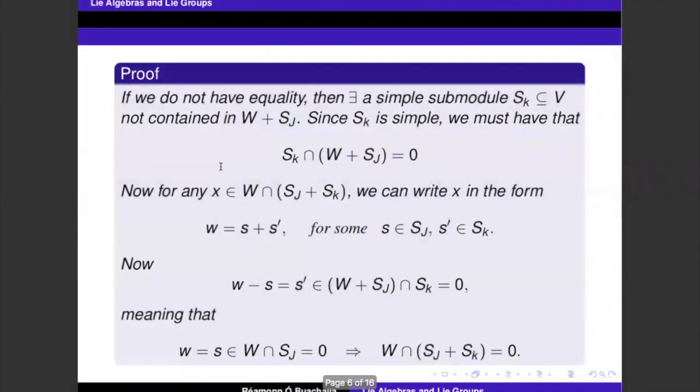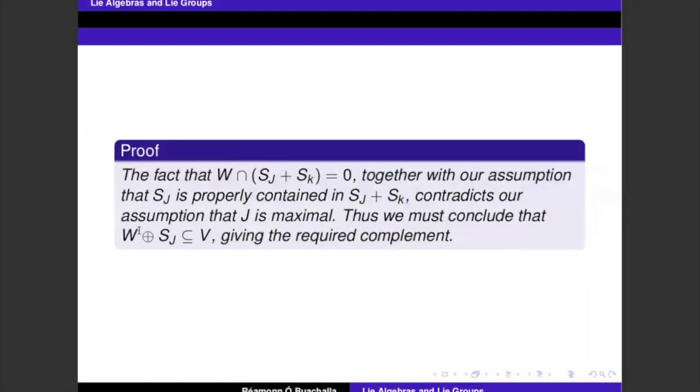Okay. What's the first step? Well, we use simplicity to show that we have the intersection between S sub k, some possible other submodule. We want to show that such things don't exist, but to do that, we're going to assume that they do exist and try to get some sort of contradiction. So take some S sub k that doesn't live inside there, then because it doesn't live inside there, this intersection will be 0, and then go through this argument here to show that this implies this new trivial intersection.